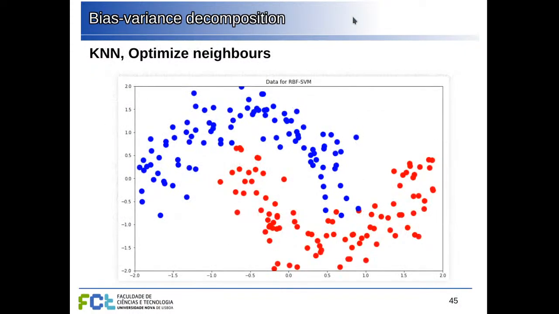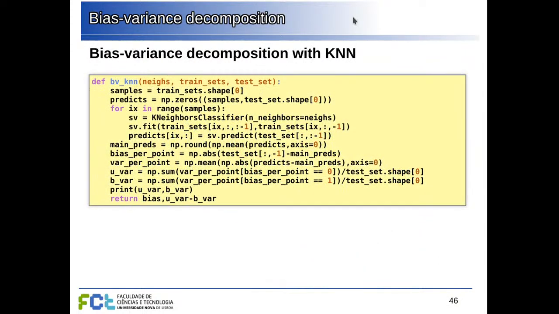Okay, so let's see quickly this example. We use k nearest neighbors, for example, and optimize the number of neighbors, decomposing into bias and variance. So again, we obtain these samples by bootstrap. We have the training sets here. We're obtaining them by bootstrapping. We are looping through all the samples. We are training the k nearest neighbors classifier for each of the samples in the training set, and we are computing the predictions on the test set.